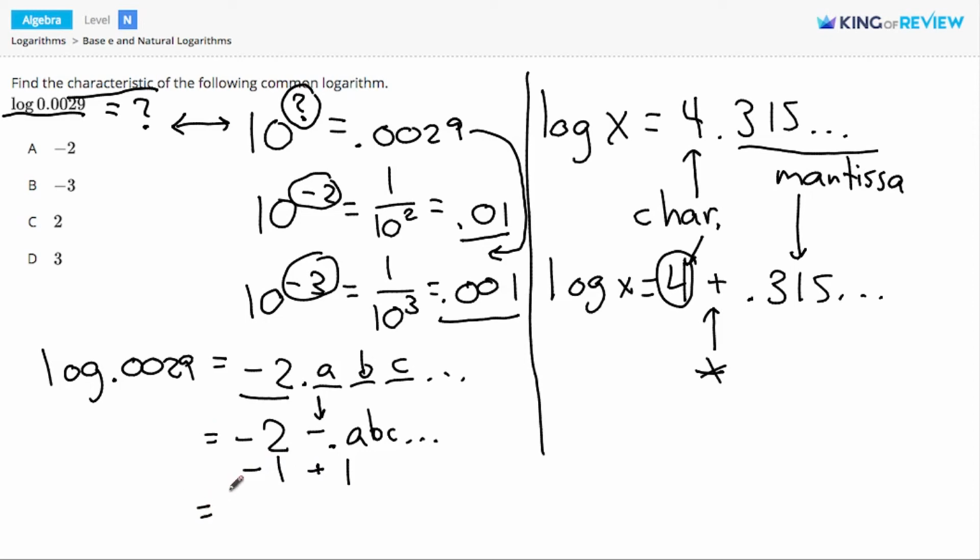Negative 2 minus 1 is negative 3. And if we take this decimal and add 1, we will now have a positive decimal. Let's call it D, E, F, dot, dot, dot. Some numbers. Doesn't really matter what they are. This part over here is now the mantissa because it's being added, and negative 3 is the characteristic. So our answer is negative 3.